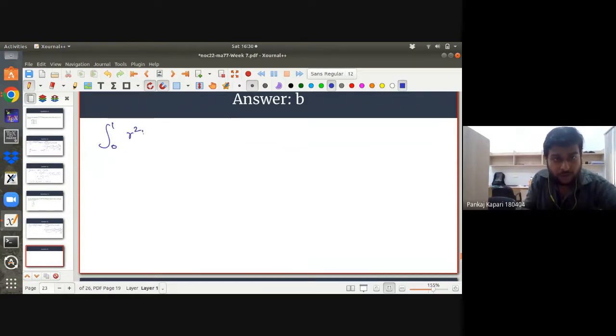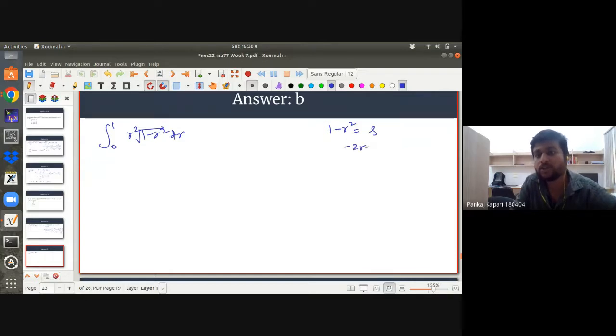0 to 1, r square, 1 minus r square in the root, dr. So let's put 1 minus r square equal to something. Let's write s. Then minus 2r dr will become ds, right? So instead of dr, we can write ds divided by minus twice of r. And this will just give r equal to 1 minus s under root. So this will become ds divided by minus 2 times 1 minus s under root.